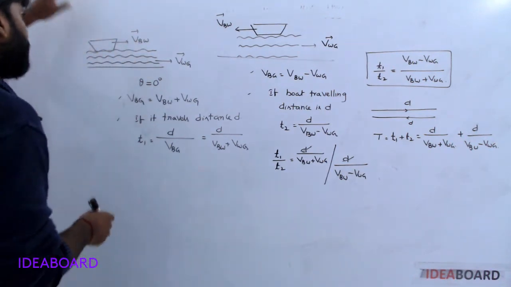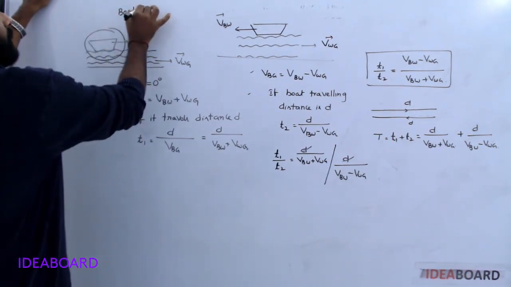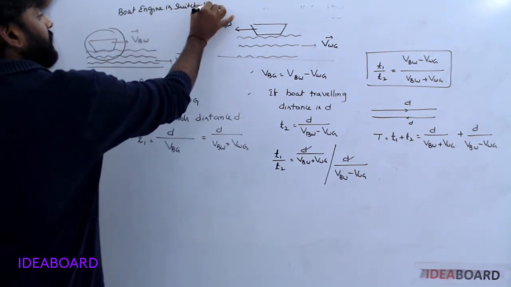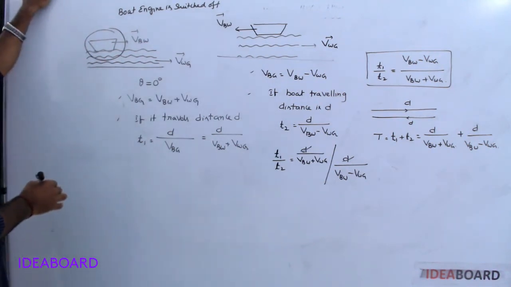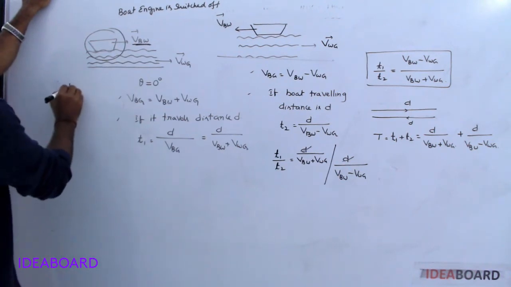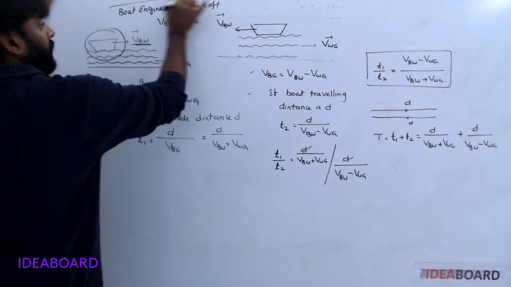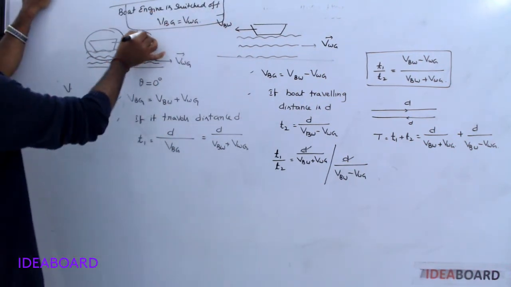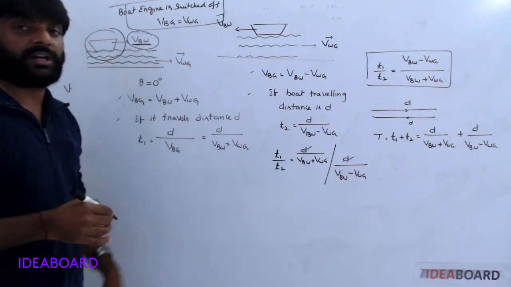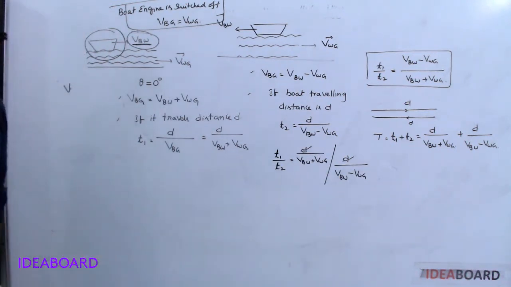that means here the boat engine is switched off. Boat engine is switched off means boat velocity with respect to water is 0. In that case, boat with respect to ground is equal to water with respect to ground, both are the same. That means boat velocity and water velocity are both the same. Understood?